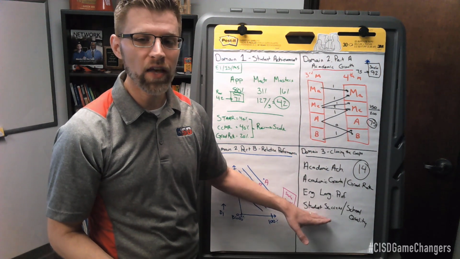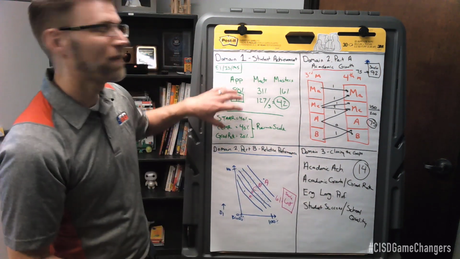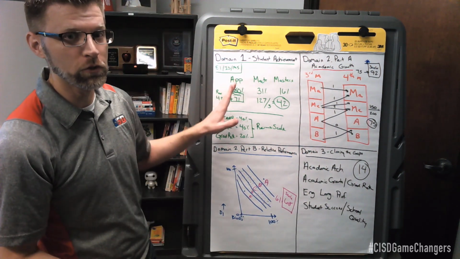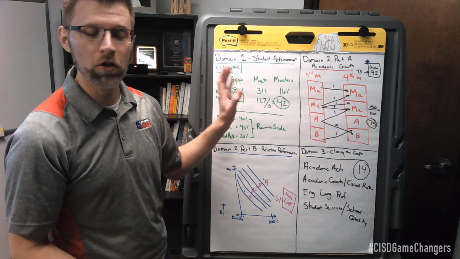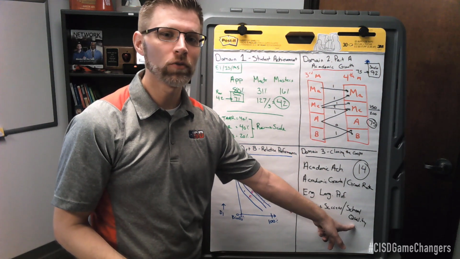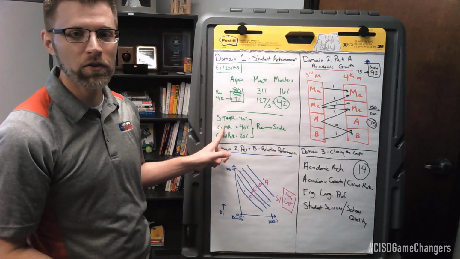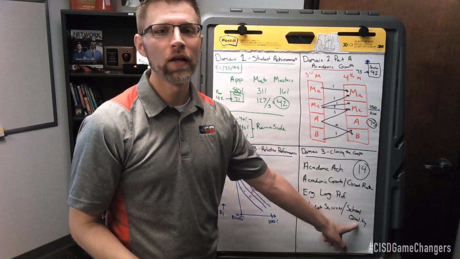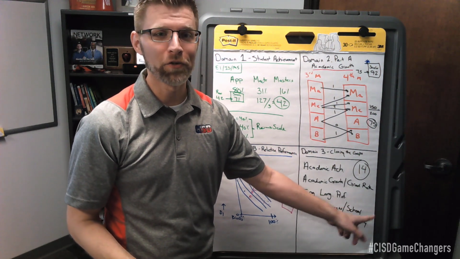So student success, each of your subgroups gets a domain 1 score, which includes approaches, meets, and masters for all of the tests given on your campus. If it's school quality for a high school, it's the CCMR indicators that we mentioned here for each of the subgroups on your campuses.